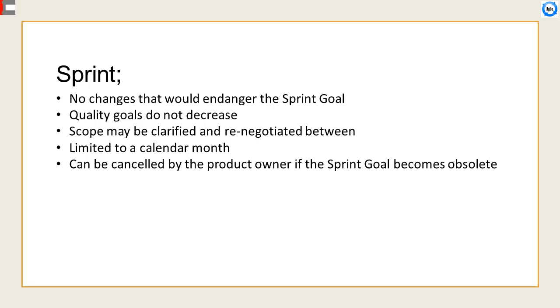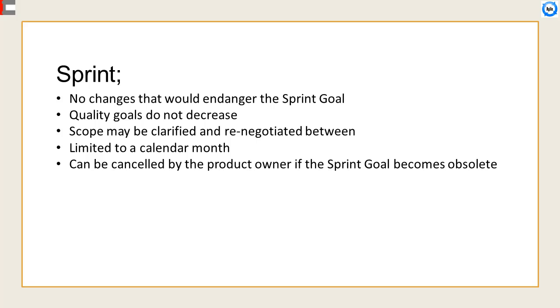A sprint can be cancelled before the sprint time box is over. Only the product owner has the authority to cancel the sprint, although he or she may do so under influence from the stakeholders, the development team, or the Scrum Master. A sprint would be cancelled if the sprint goal becomes obsolete. This might occur if the company changes direction or if market or technology conditions change. In general, a sprint should be cancelled if it no longer makes sense given the circumstances.